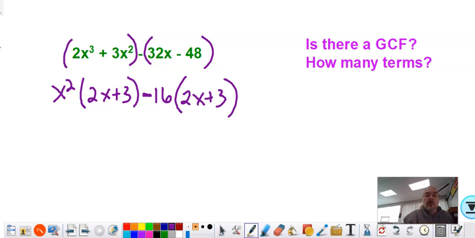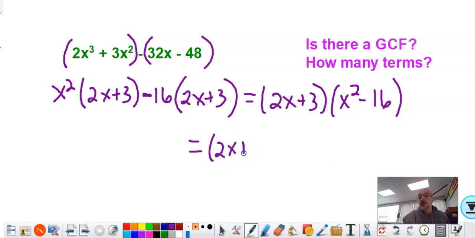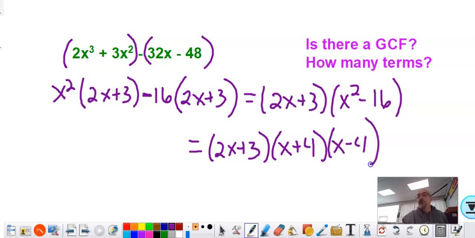All right, ladies and gentlemen, well, now I have 2x plus 3. Pull that out, and what's left? X squared minus 16. Again, I see a difference of 2 squares. So my final answer, ladies and gentlemen, is 2x plus 3 times x plus 4 times x minus 4. I love this stuff. This is some good stuff, folks. Okay, this is some good stuff.